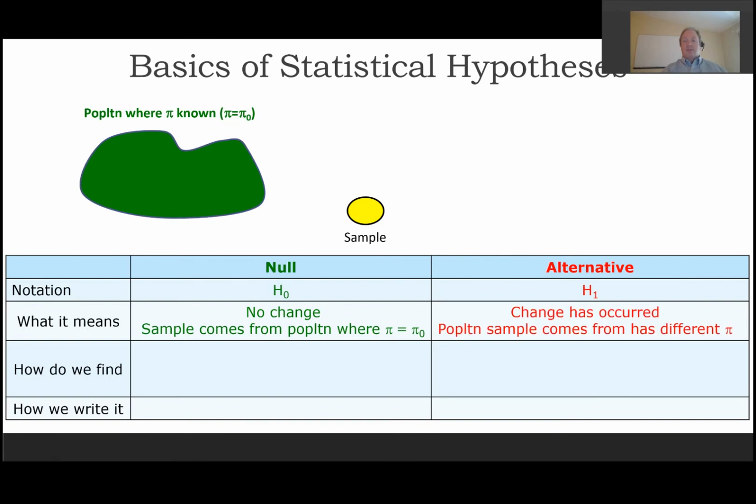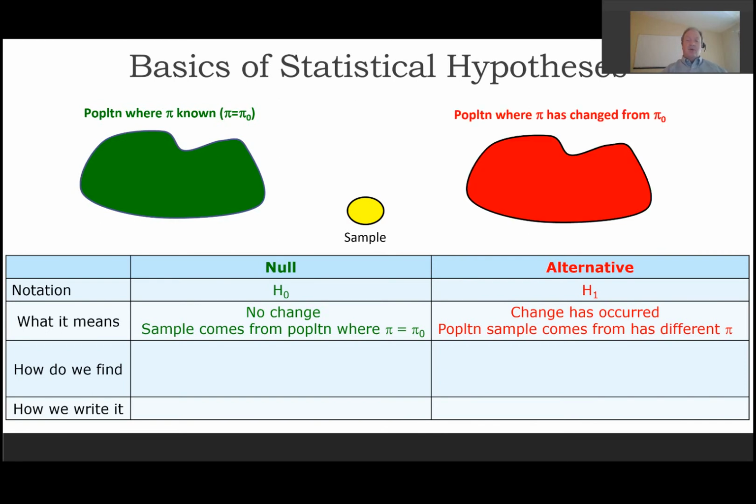The other possibility is the alternative hypothesis. It says, no, something did happen, things aren't the same, and now this sample comes from a population that has a different parameter than the value pi naught. So we're trying to figure out which of these two populations our sample comes from. Again, how do we know what these values are?